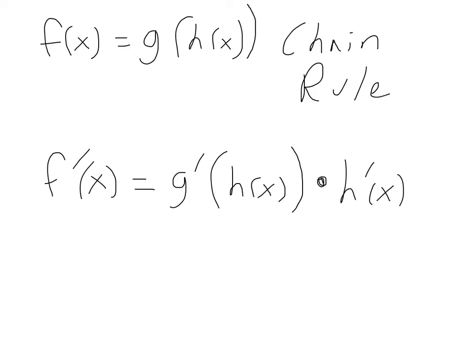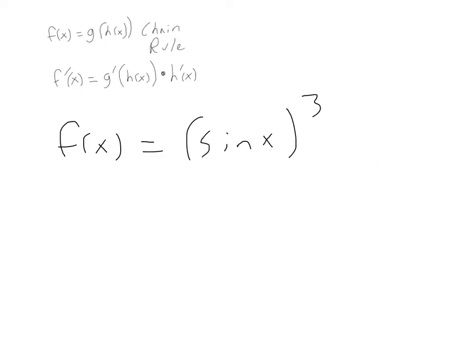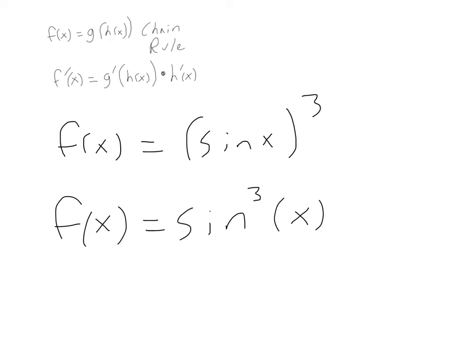So let's say we have f of x equals sine of x quantity cubed. Now this is more commonly written as f of x equals sine cubed of x. That's how you usually see it in a math book, but really sine cubed of x written like this means parentheses sine of x inside parentheses cubed.